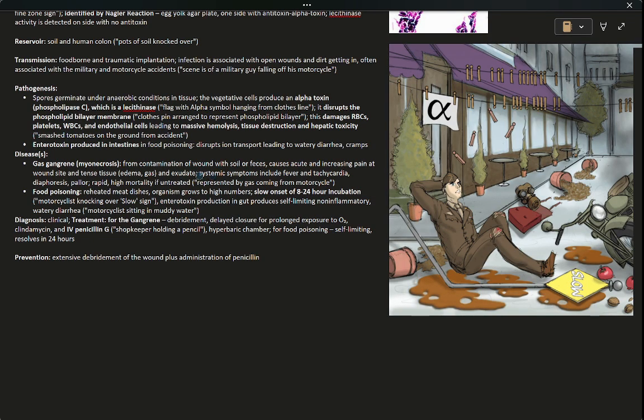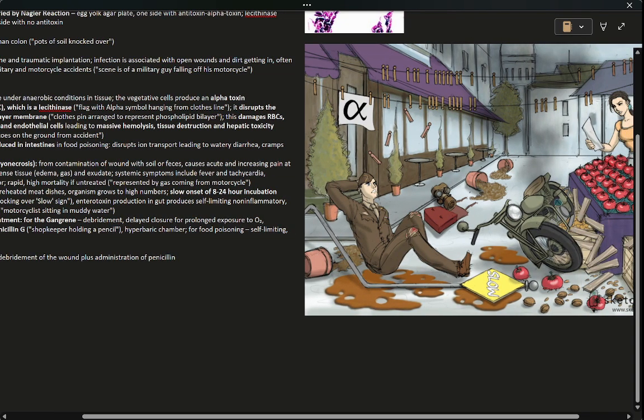And then the systemic symptoms that could also result include fever and tachycardia, diaphoresis, and pallor. What's problematic about the gas gangrene is that it occurs rapidly and there is high mortality if untreated. So you can remember this by thinking about the gas that is coming from the motorcycle, as shown over here. It's kind of hard to see, but you get the point.